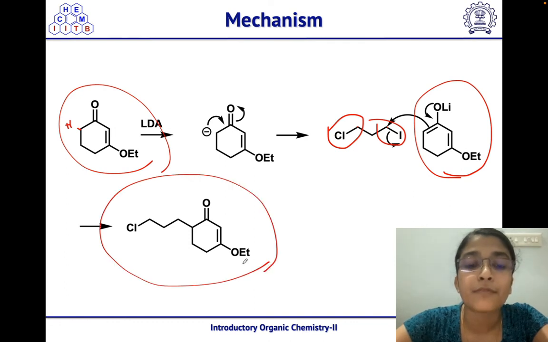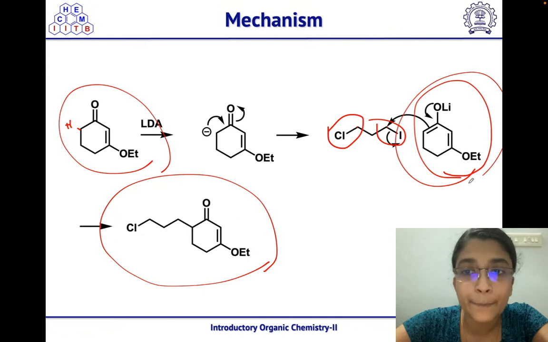This is the alpha alkylation product we are getting in this reaction. Is the mechanism clear? First, LDA will generate a lithium enolate like this, and then it will undergo alpha alkylation. This oxygen electron will fall down. Then this carbon-carbon bond will break and it will attack on this position, and iodine will leave because iodine is a better leaving group compared to chlorine, and we will get this alpha alkylation product. Is the mechanism clear?